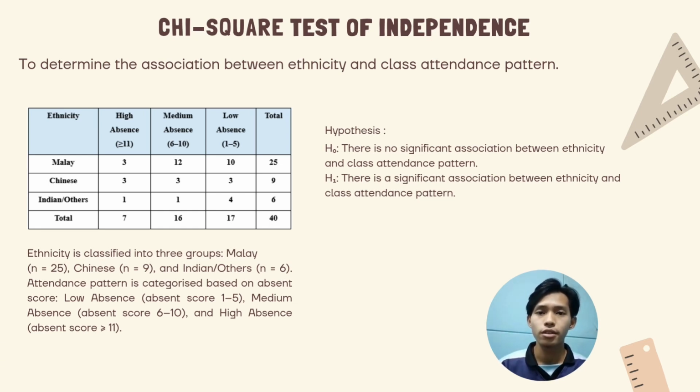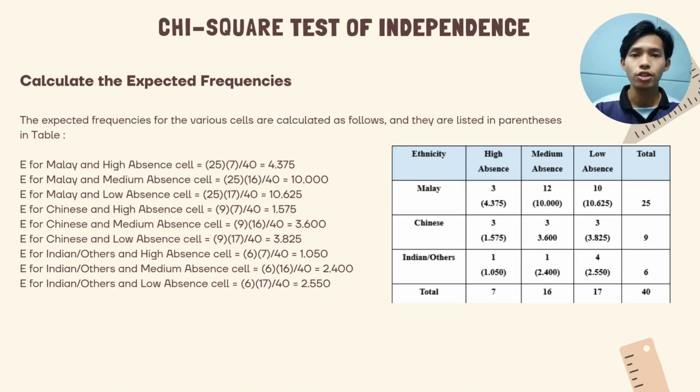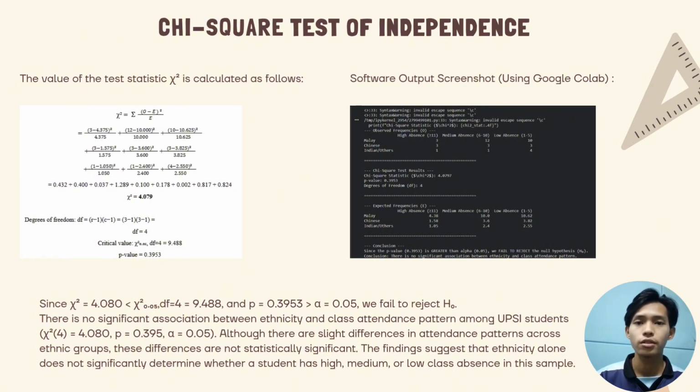At the 0.05 significance level and degrees of freedom equal to 4, the critical value for chi-square is 9.488. For the manual calculation, from the table, we find the expected frequency for each cell. We calculate the test statistic using the formula, and we found that the chi-square value for the test statistic is equal to 4.080. Then we use software calculation, which gives the same value, and the p-value for this test statistic is 0.3953.